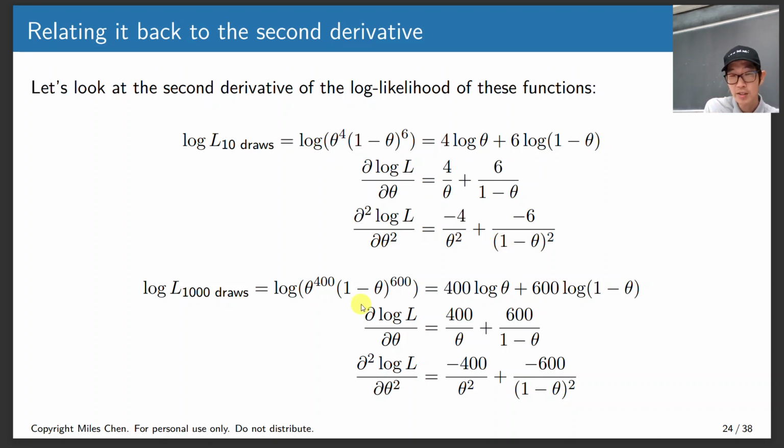I can do the same thing when I have 1,000 draws. My likelihood function is theta to the 400, 1 minus theta to the 600, and the second derivative ends up being negative 400 over theta squared plus negative 600 over (1 minus theta) squared. So we can see that these two are almost the same. It's just that this one is a factor of 100 higher than that one. If I take this and multiply it by 100, then I will get the second derivative of this one.